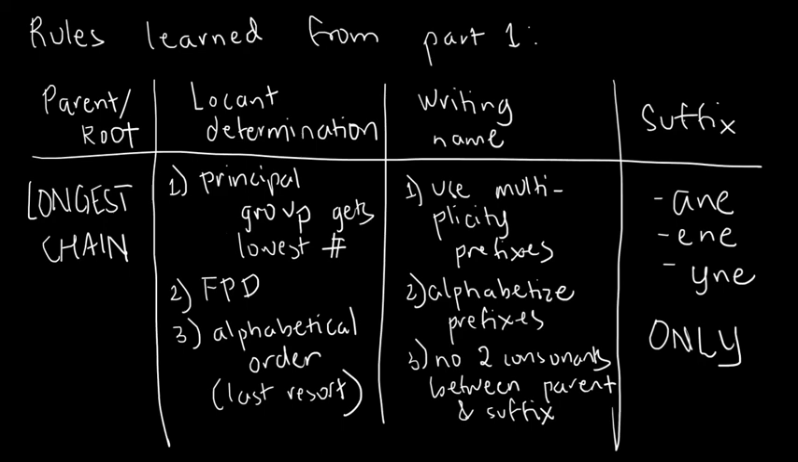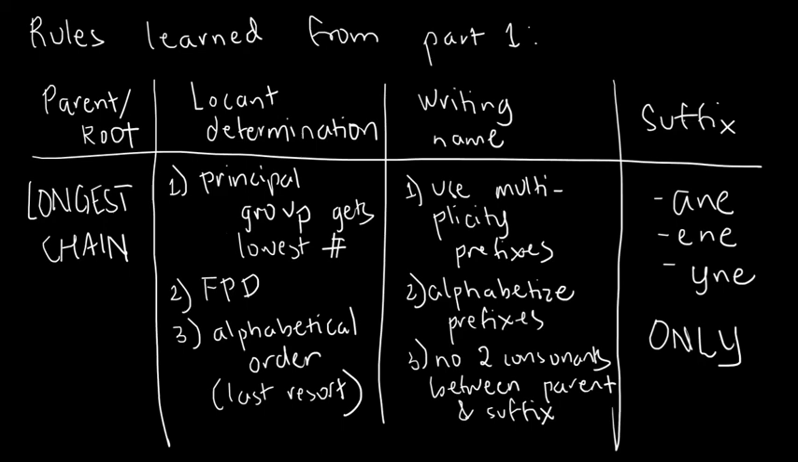Once we write the name of the organic compound, we have several reminders. Use multiplicity prefixes for several substituents of the same type, like di, tri, tetra, and so on. Now, once you have multiple prefixes, you alphabetize them, of course, not considering the multiplicity prefixes. And in the case that I have 2 consonants between the parent and the suffix, then I have to add a vowel in between, which is usually the original vowel.